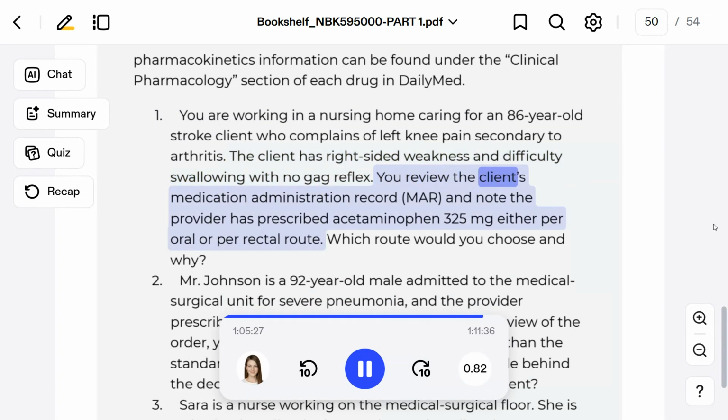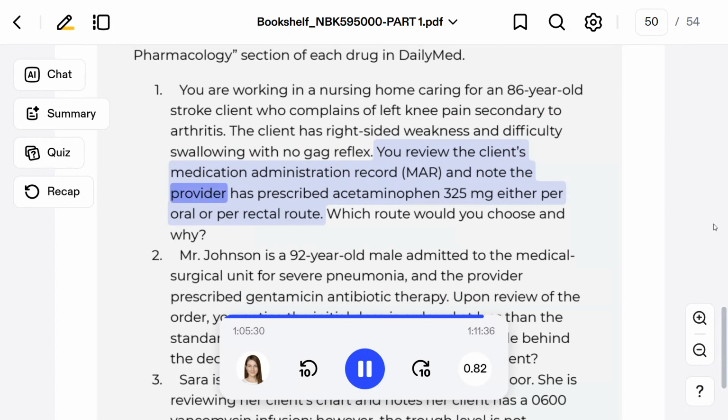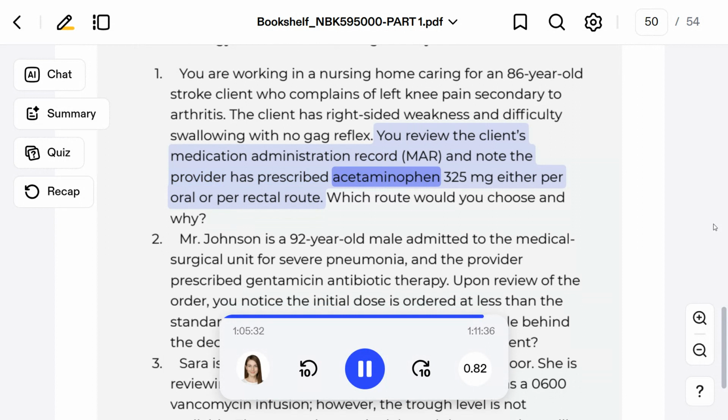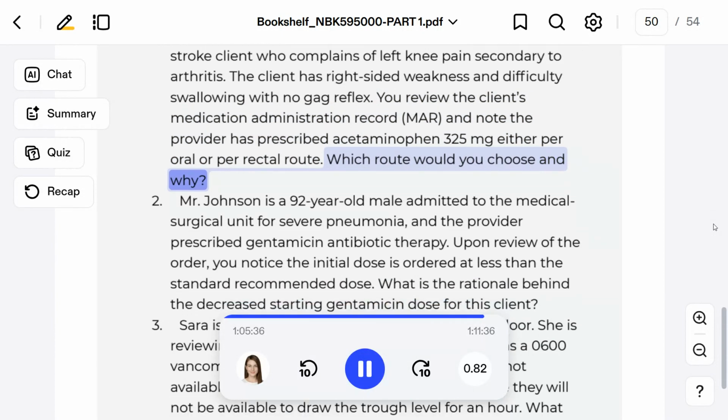You review the client's medication administration record and note the provider has prescribed acetaminophen 325 mg, either per oral or per rectal route. Which route would you choose and why?